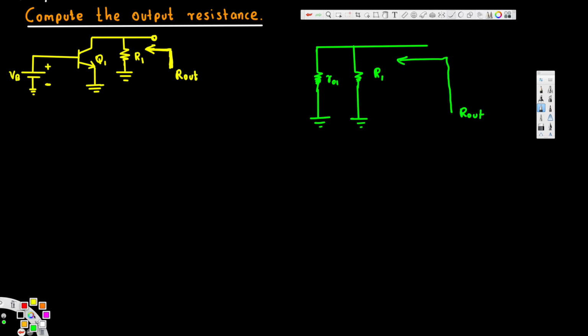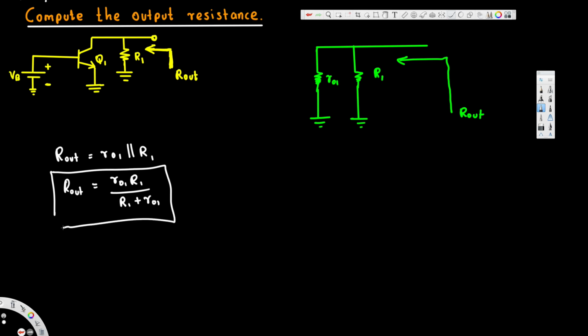Now, to calculate R output, we are going to use a formula. Since these two are in parallel, R out is equivalent to R01 parallel to R1. So this is going to be multiplication over addition: multiplication in the numerator, R01 times R1, over R1 plus R01. That's equal to R out, and that's going to be the final solution.